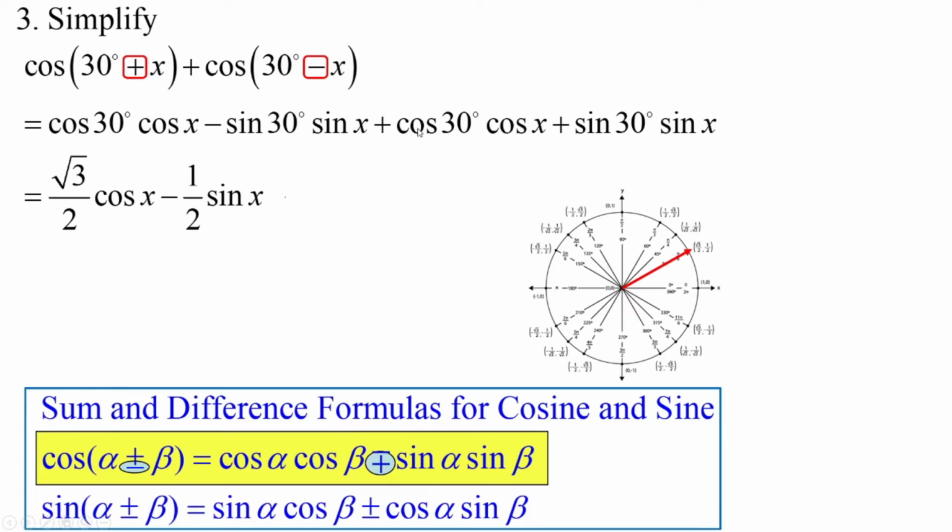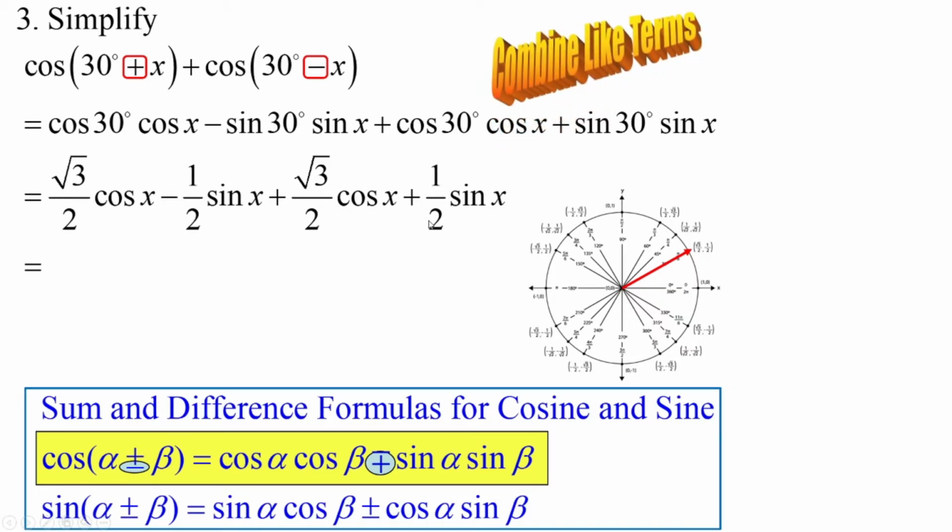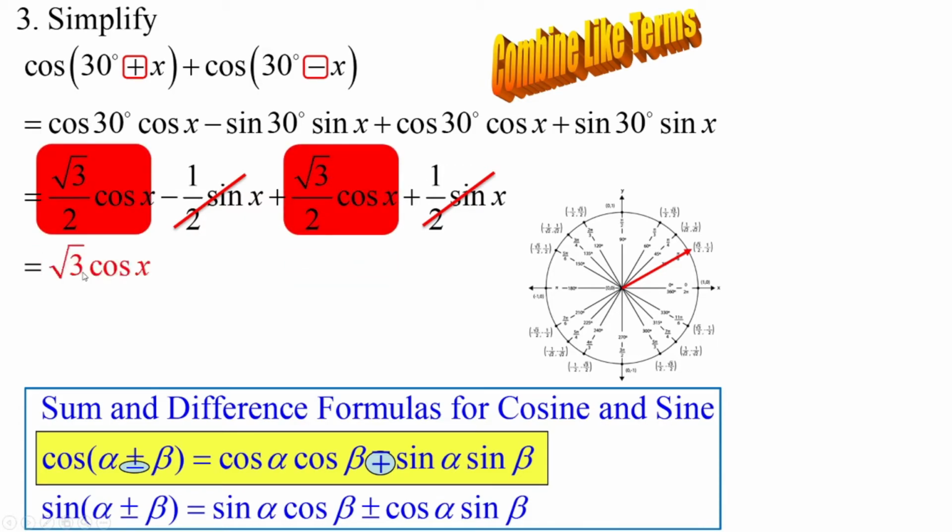Okay, plus cosine of 30 again, plus the √3/2 cosine of x, plus the sine of 30, which is the 1/2, and the sine of x. Now let's cancel them here. All right, so equals, and now this is negative 1/2 sine of x plus 1/2 sine of x. Those are gone. And I have √3/2 cosine plus another √3/2 cosine, which is going to be √3 cosine of x. Combine those two right there, and there's number 3. How cool.